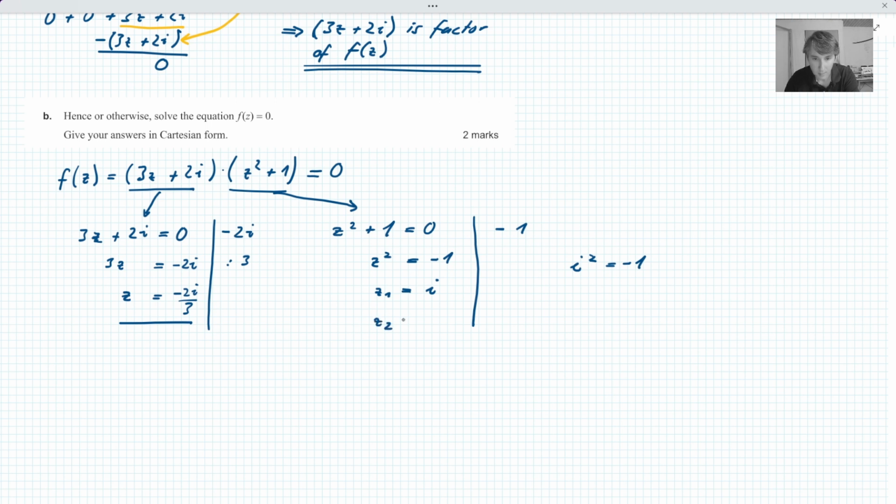The other solution is -i, since if we have -i and we square it, we get -1 squared times i squared, and this would equal 1 times -1, which equals -1 as well. So we have these three solutions.